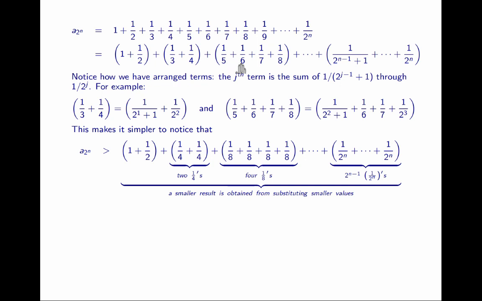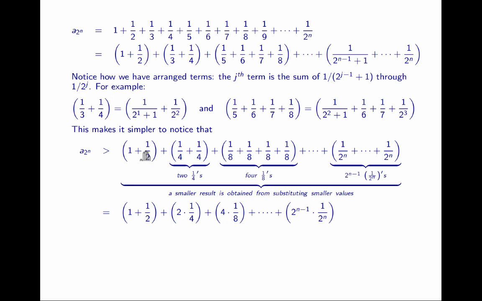Here I'm replacing a fifth, a sixth, a seventh, all with 1/8 because 1/8 is less than 1/5. It's less than 1/6, it's less than 1/7. I'm going to do that all the way through, even until the last one where I replace 1 over 2 to the n minus 1 plus 1 with 1 over 2 to the n all the way through. So I've changed the number, but I've specifically changed it by making it smaller, giving me a lower bound for A subscript 2 to the n.